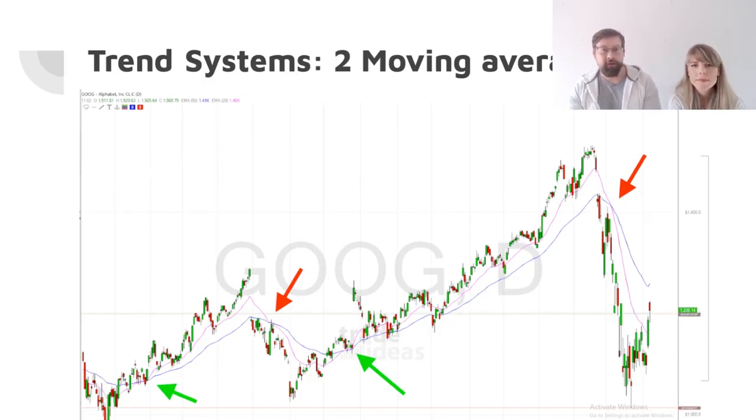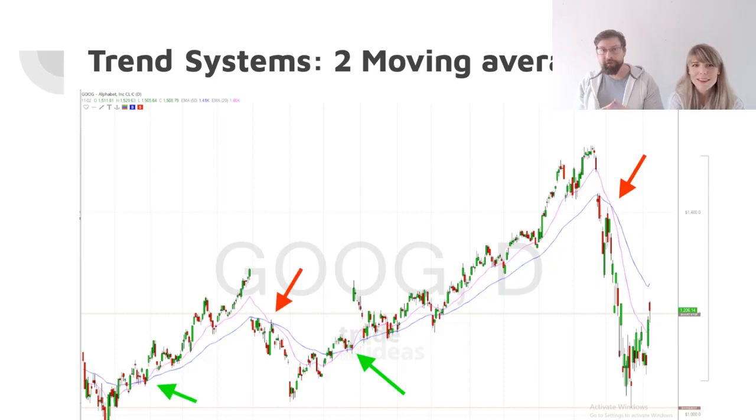In this system, you would have had to wait 4 or 5 days for it to cross. So a 2 moving average system is for someone who wants to be right more often, but is okay with waiting. You're going to miss more of the bottom. You're going to miss more of the top.